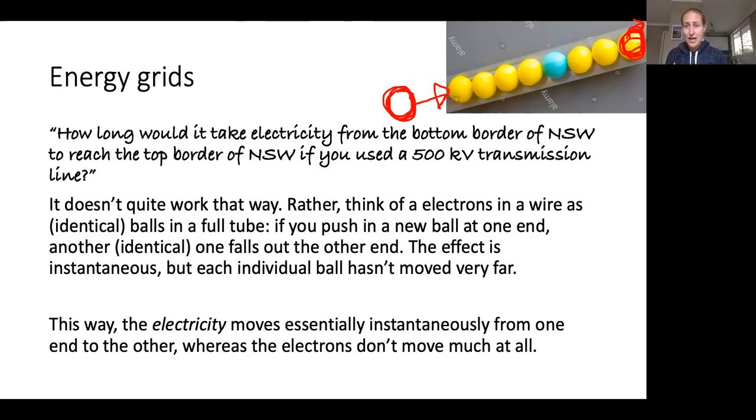Now add to this that we actually use AC, alternating current. What alternating current really means is that the electrons aren't drifting along in one direction. They just jiggle back and forth. So let's say this electron here, all it does is jiggle back and forth and back and forth and back and forth. And that is how an alternating current works.